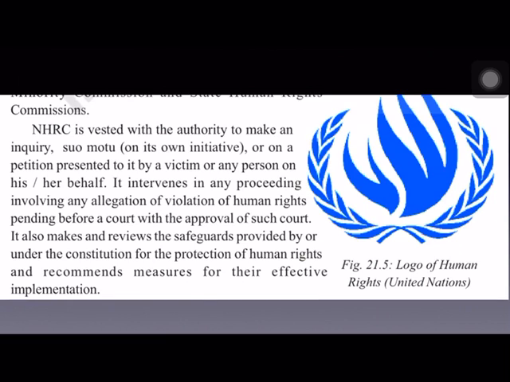If any case is pending in a court regarding violation of human rights, the National Human Rights Commission can interfere and solve the case with the approval of such court. With the approval of the court, the NHRC can take up the case and solve it. And from time to time, NHRC reviews the safeguards provided for the protection of human rights under the Constitution. Whatever safeguards are provided for the protection of these human rights are reviewed by the NHRC from time to time, and it also enforces their effective implementation. It makes it compulsory to implement these human rights effectively.